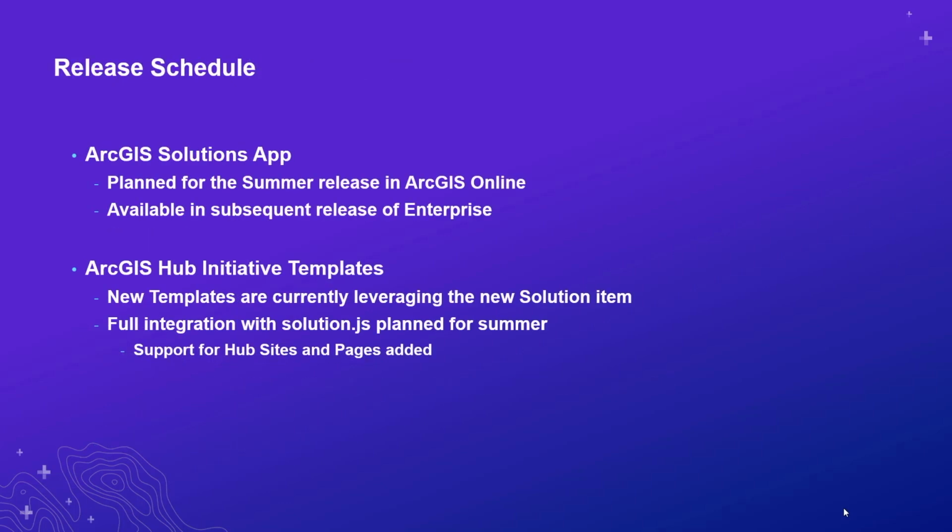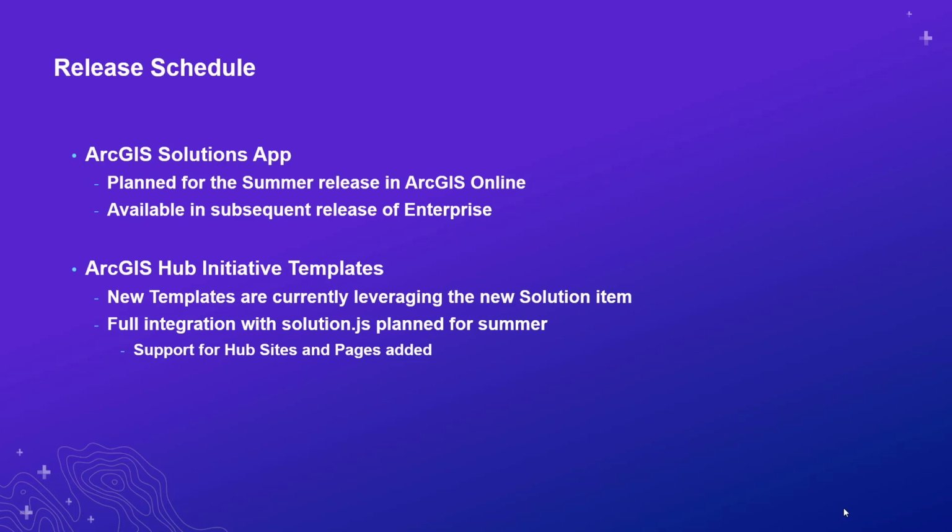So if we talk about some of the release dates, the ArcGIS Solutions app that I showed you earlier, we're planning for the summer to release that in ArcGIS Online. So from the app launcher in ArcGIS Online, you'll be able to access the ArcGIS Solutions app and deploy Esri authored solutions. We're then going to make that available in subsequent releases of Enterprise.